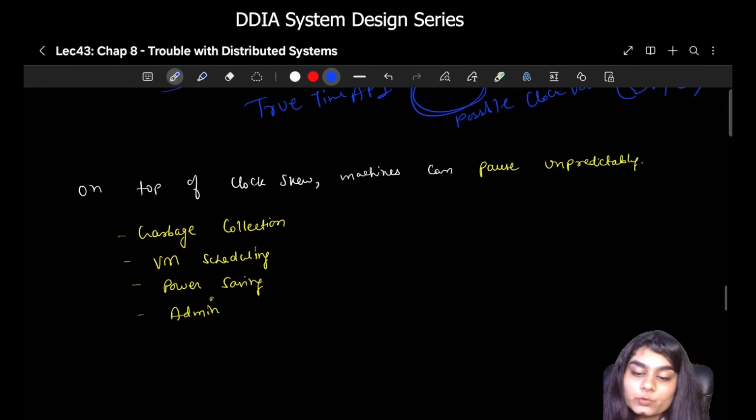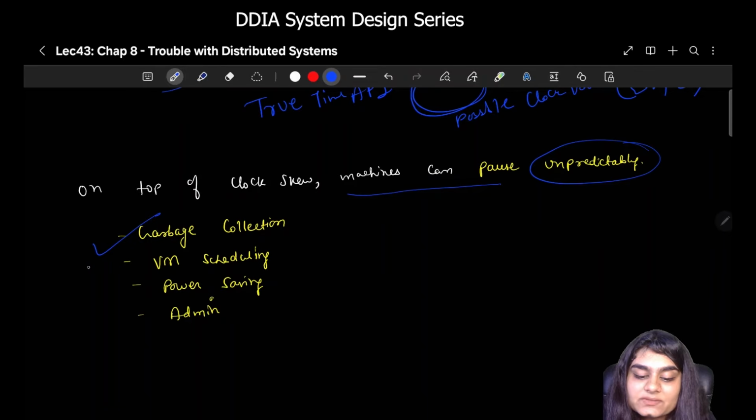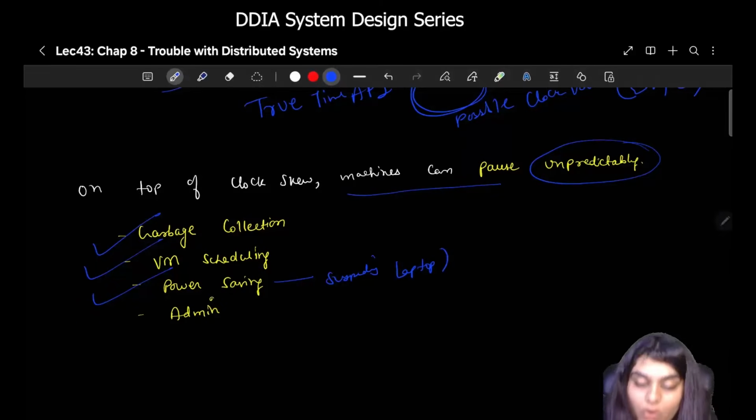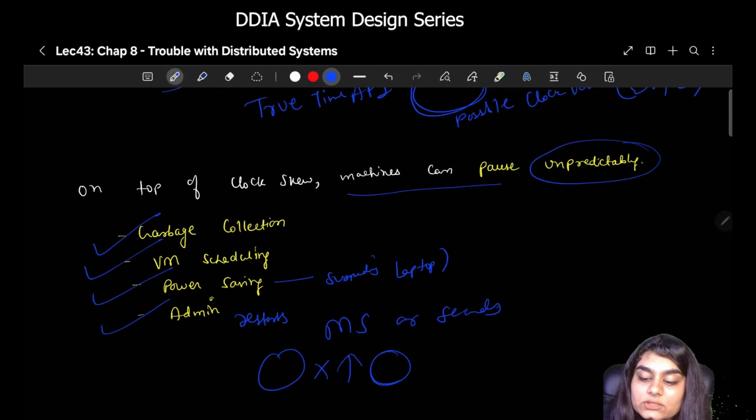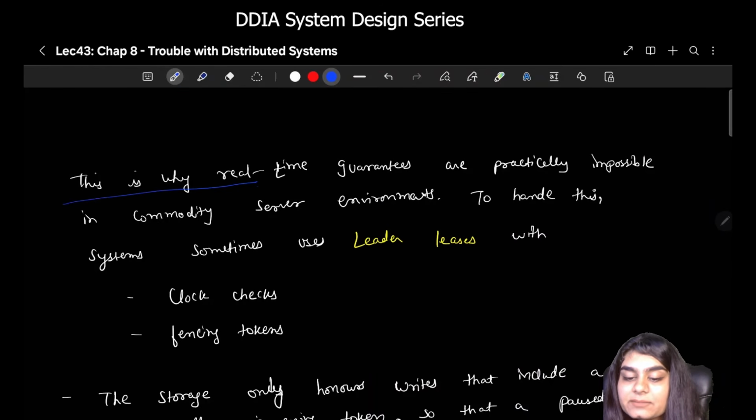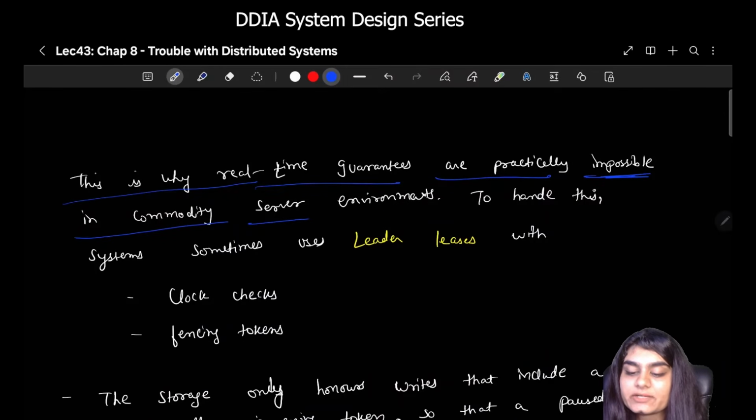On top of clock skew, machines can pause unpredictably. Garbage collection, VM scheduling, power saving, that is suspending a laptop, or admin restarts can freeze the process for milliseconds or seconds. During this pause, the server is not doing any work and advancing its clock, so other nodes may think it is dead. This is why real-time guarantees are practically impossible in commodity server environments.